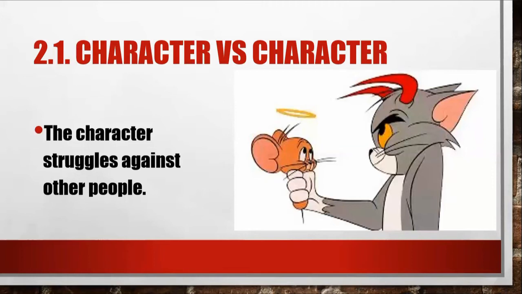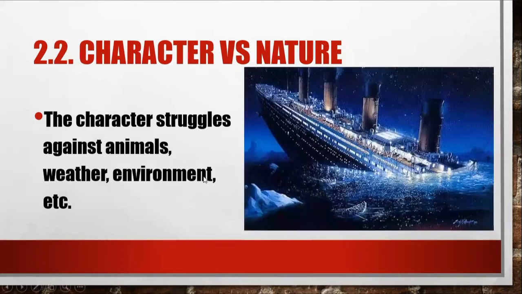There are different types of external conflict. The first one is character versus character. In this conflict, the character struggles against the other people or the other character, just like Tom and Jerry. Next, character versus nature. In this conflict, the character struggles against animals, weather, environment, and any other things that are related to nature. Just like what had happened to Titanic, wherein the ship sank as it struck a glacier.